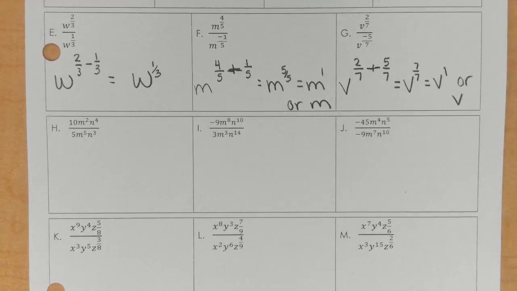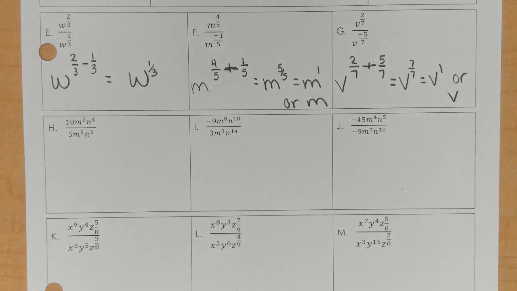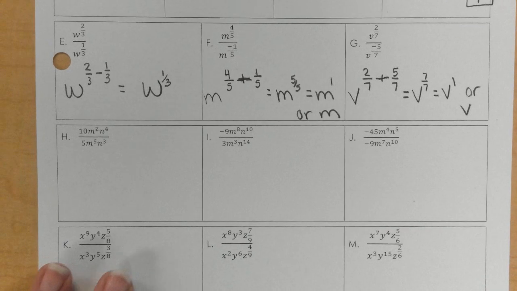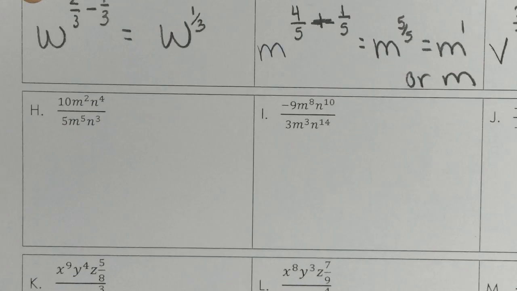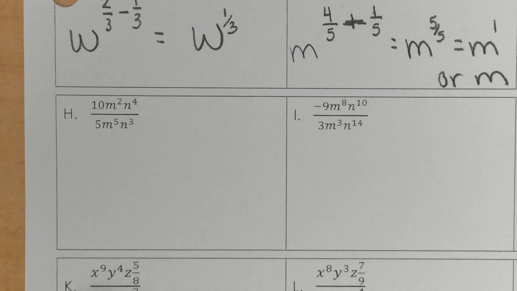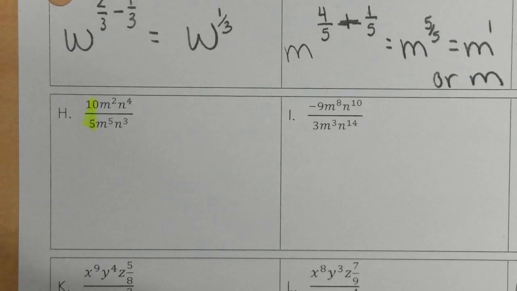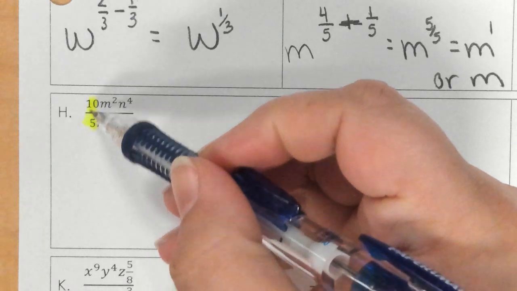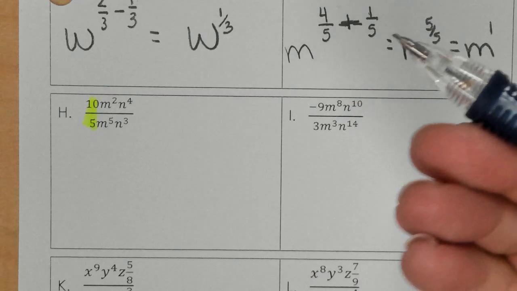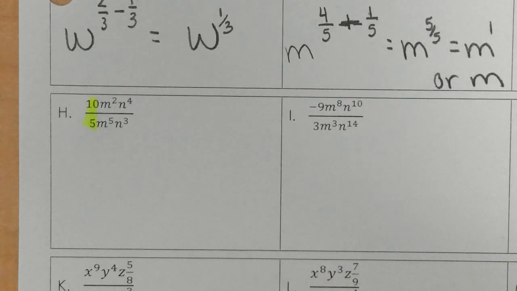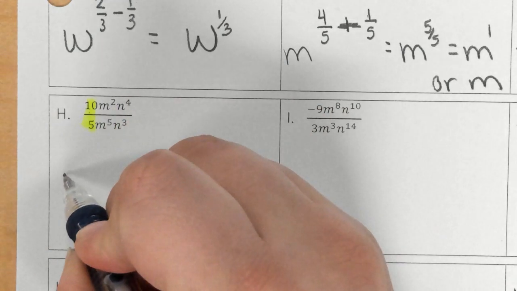Okay, for letters H through J, I'm going to do a little color coding. So for the numbers here, let's kind of make this a little bit bigger here. So for the 10 and the 5, I divide those. Okay, they're not the same base, but I can divide them to simplify the fraction. So 10 divided by 5 gives me 2.